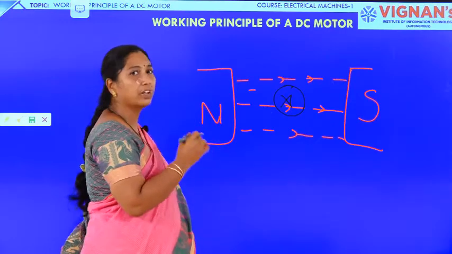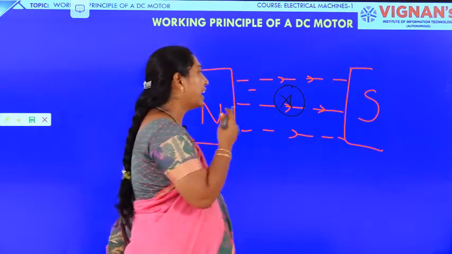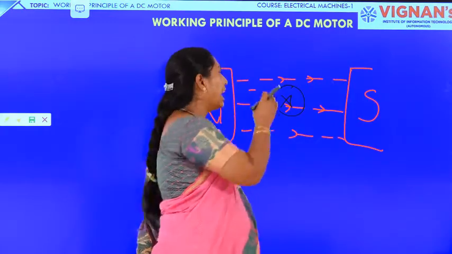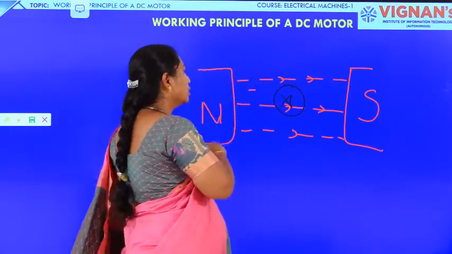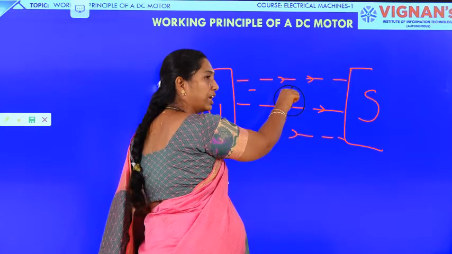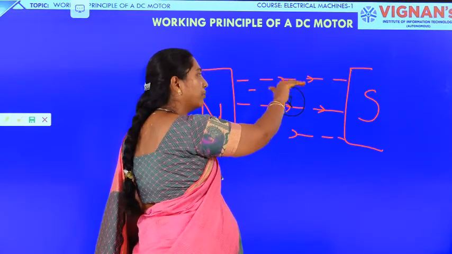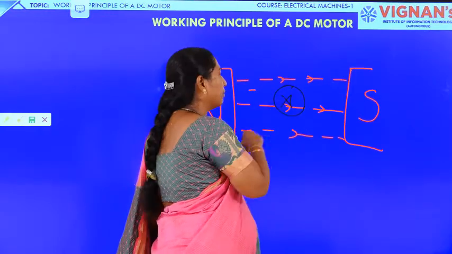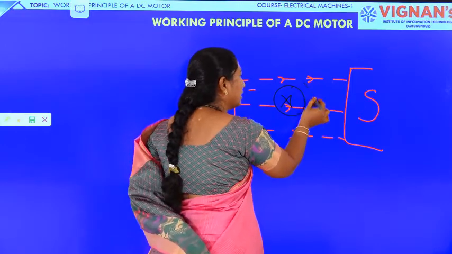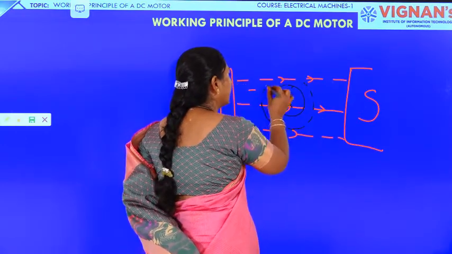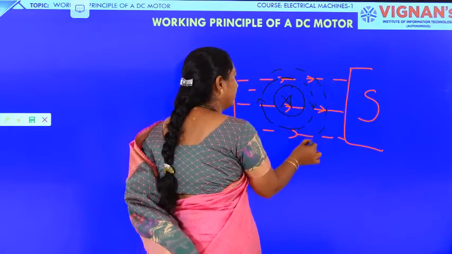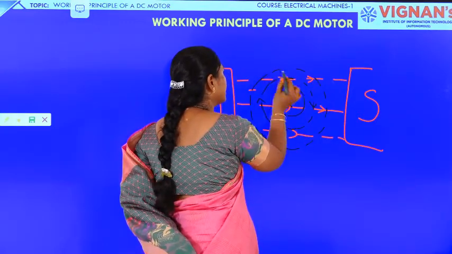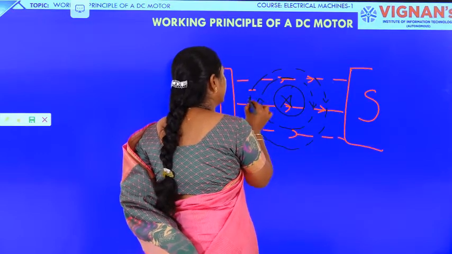Now as per the corkscrew rule, the direction of the magnetic field around the conductor will be clockwise. So it is the screw which is into the plane of the board, and the direction of the magnetic flux will be given by the curling of the fingers. Here the direction of the flux is clockwise. This is the magnetic flux of the conductor.